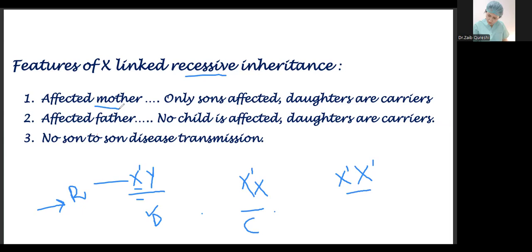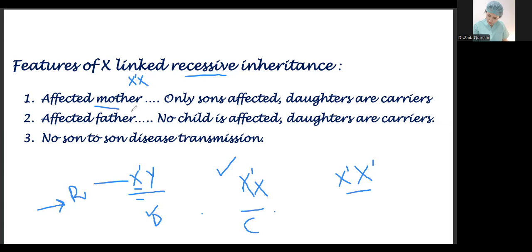So if the mother is affected and she is having one X chromosome mutated, she will transfer this X chromosome to the girls and the boys both. But only males will show the disease and females will not show the disease, they will become carriers.